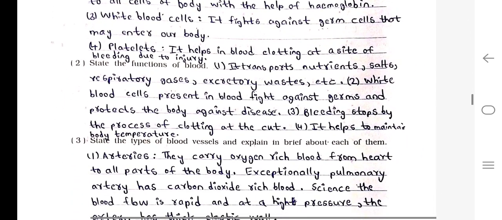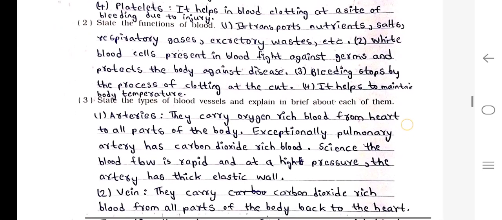Number 2. State the function of blood. Answer. 1. It transports nutrients, salts, respiratory gases, excretory waste, etc. Number 2. White blood cells present in blood fight against germs and protect the body against disease. 3. Bleeding is stopped by the process of clotting at the cut. 4. It helps to maintain body temperature.